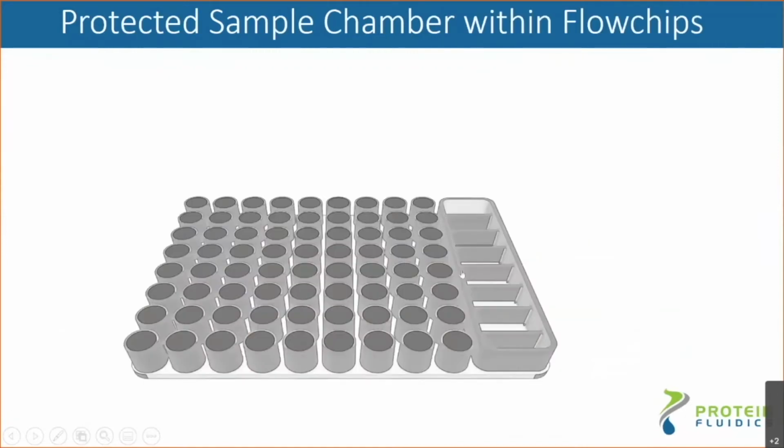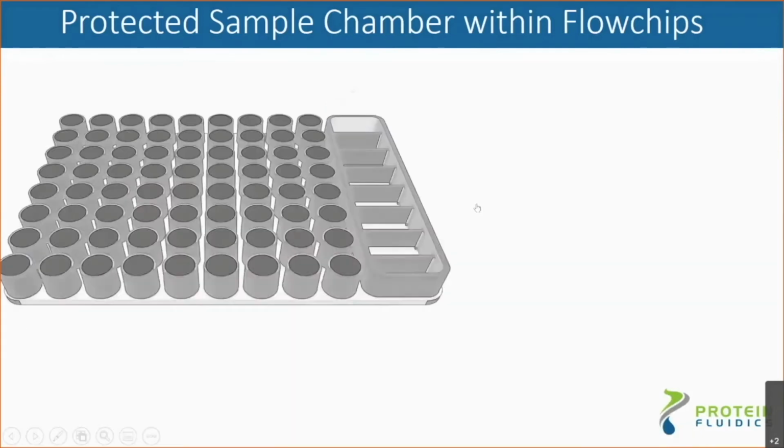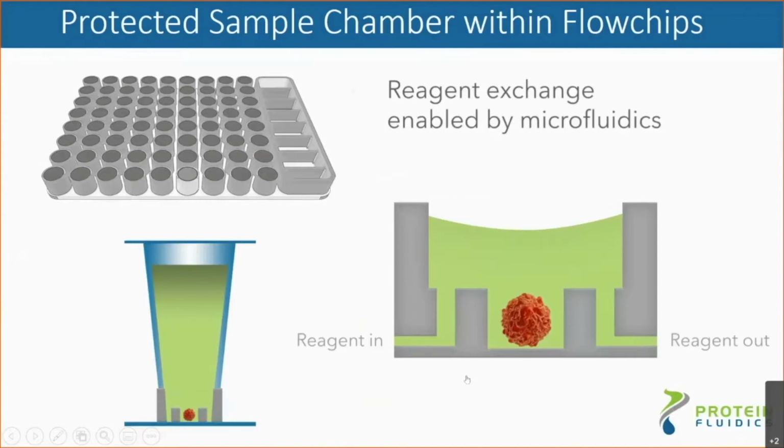One of the keys to our technology is what we call our protected sample chamber. So when the spheroid or organoid is loaded into the flow chip, it moves down into the bottom, and it's in this chamber down here. Now this is about a 1.2 millimeter diameter chamber, around 1 microliter of volume. So as you're doing exchanges, there's 20 microliters in here, so about 5% of your fluid is down here.